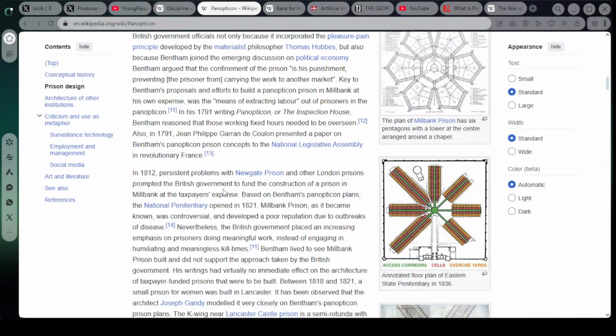Nevertheless, the British government placed an increasing emphasis on prisoners doing meaningful work instead of engaging in humiliating and meaningless killing-time activities.